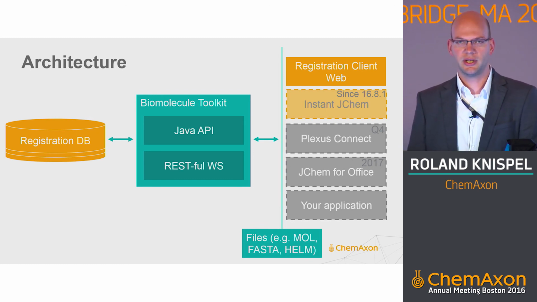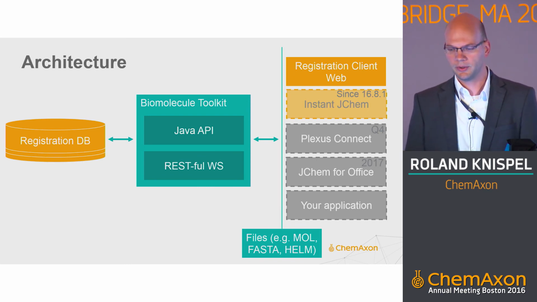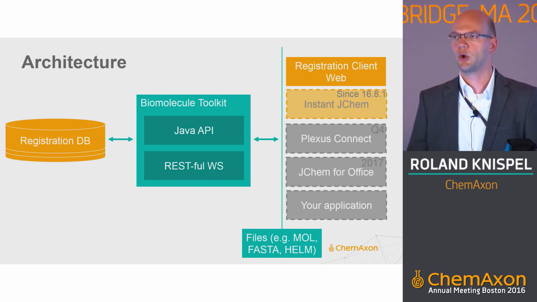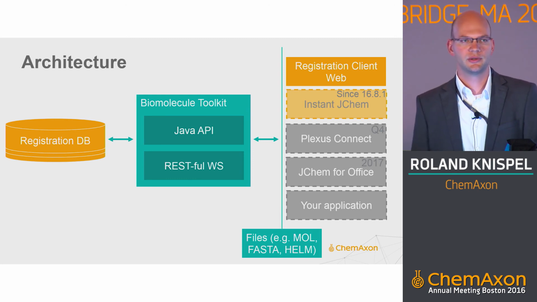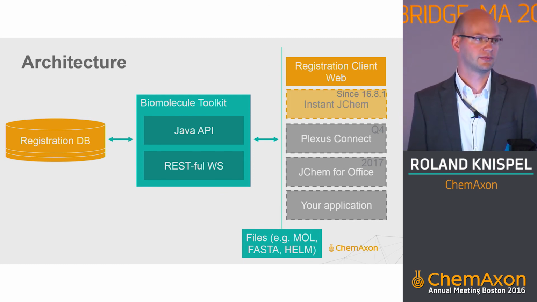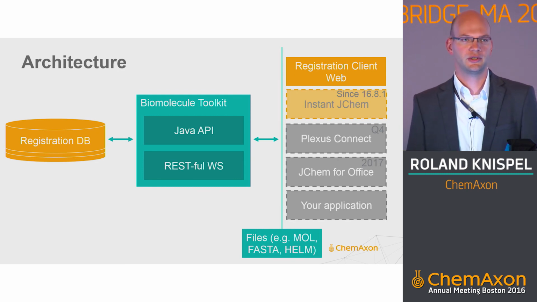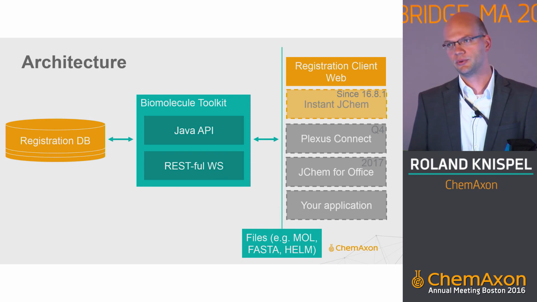Now, I've mentioned Instant JChem. We also have a peptide and oligonucleotide registration-focused web client. We're planning to move this into the Plexus suite space, so Plexus Connect will be extended with the abilities you're now able to find in Instant JChem. And we certainly would like to also include JChem for Office over the course of 2017 in these rollouts. Any other application you're interested in and you think has a lack in structure representation for large biologics, come to us. We should talk about this.